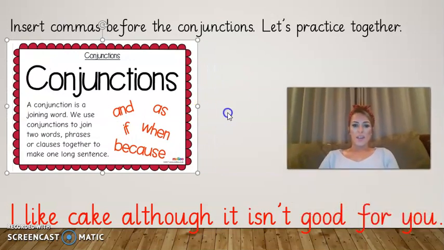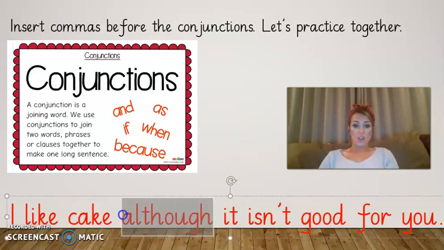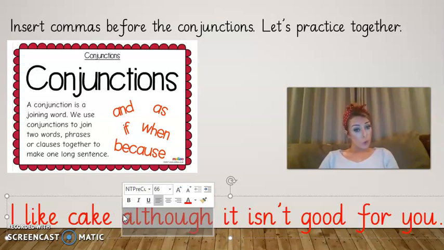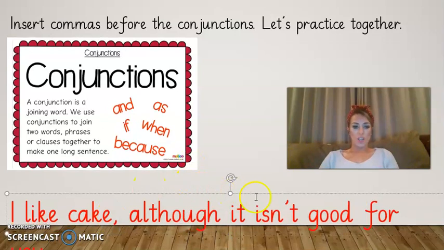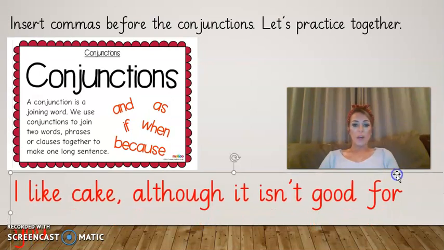And this sentence here, I've taken the comma away. So it says, I like cake although it isn't good for you. Now, I'm going to find my conjunction first. That's my first job. So this is my conjunction, although. And I always put a comma before a conjunction. So commas go before conjunctions. So my comma is going to go here, just before my conjunction. And so the sentence reads, I like cake, comma, although it isn't good for you.